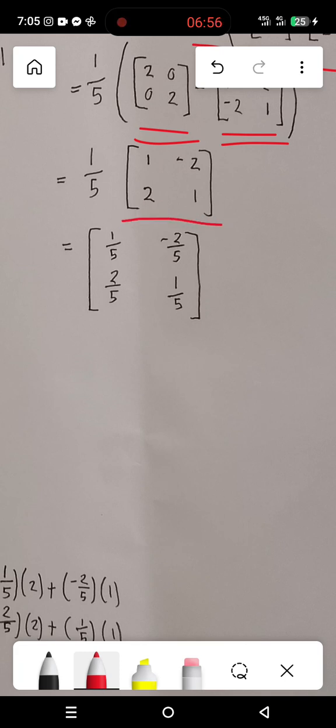And once again, we're going to multiply 1 over 5 to all values of the resulting matrix. So 1 over 5 times 1 is 1 over 5. 1 over 5 times 2 is this one, 2 over 5. 1 over 5 times negative 2 is equal to negative 2 over 5. And 1 over 5 multiplied to 1 is equal to 1 over 5.